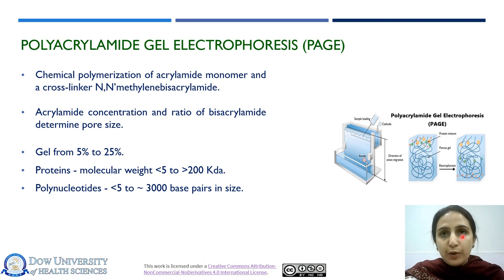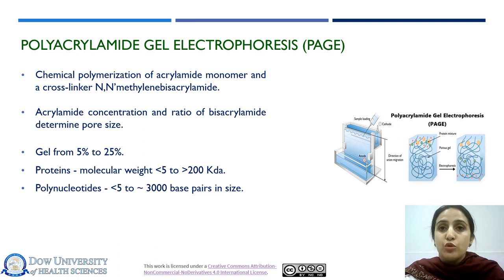In the case of polyacrylamide gel electrophoresis, we usually run gels from 5 to 25%, depending on the sample molecular weight that you want to separate. So each percentage has a fractionation range, or the separation range of the molecular weight of protein. So if you have a brief idea of what sizes of proteins or molecules are in your sample, you decide the percentage of gel on that basis.